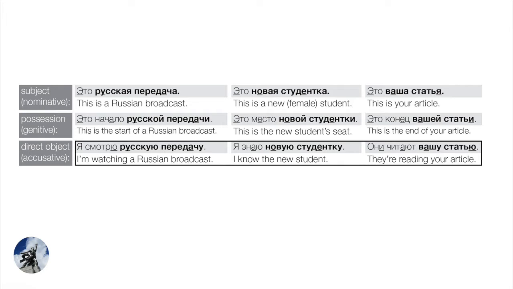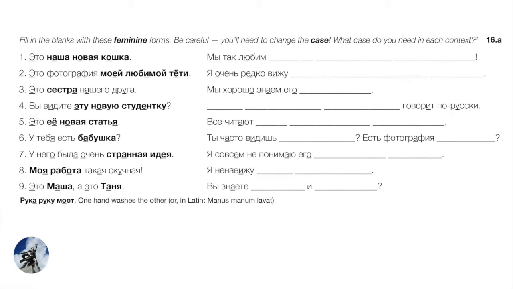A genitive example. Это место новой студентки. This is the place or the seat of the new student. Я знаю новую студентку. I know the new student, female. One more inanimate example. This one's soft. Это ваша статья. Genitive: это конец вашей статьи. The end of your article. Они читают вашу статью. There's the accusative. They're reading your article. Okay, let's fill in some blanks here, just adding the accusative forms.